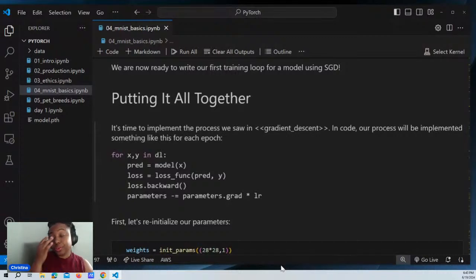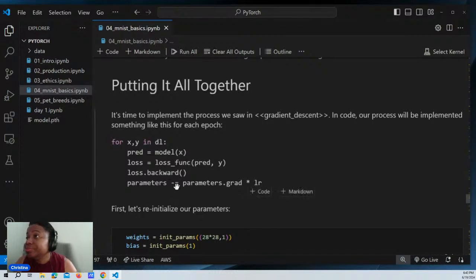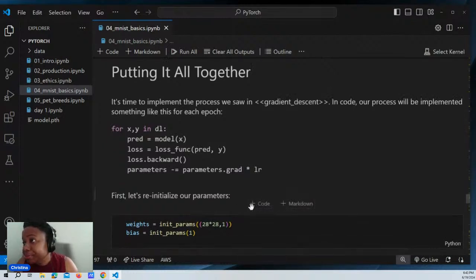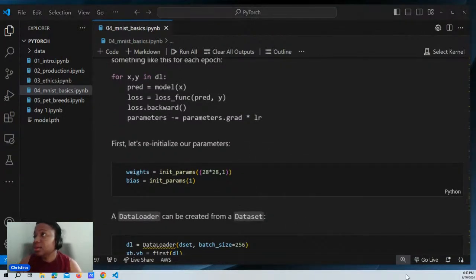For those values, predict with your model, look at the loss function, go backwards, and change the parameters based on the learning rate and the gradient. And they're going to reinitialize the weights and the biases to their standards.